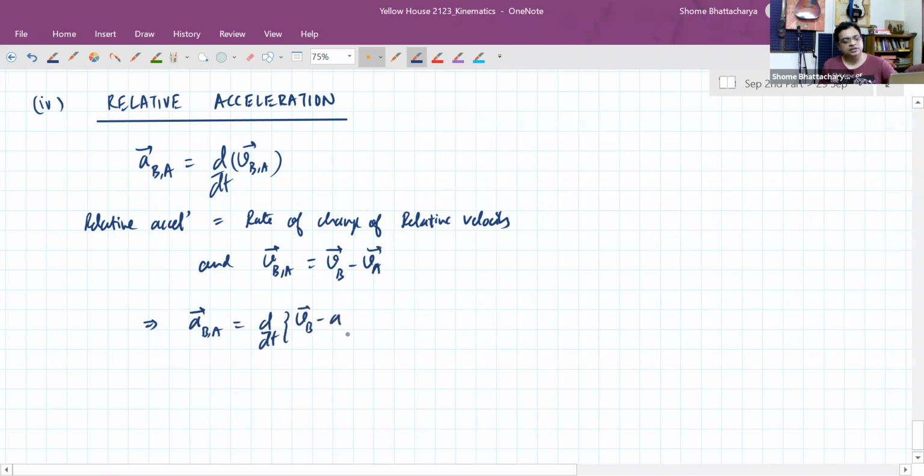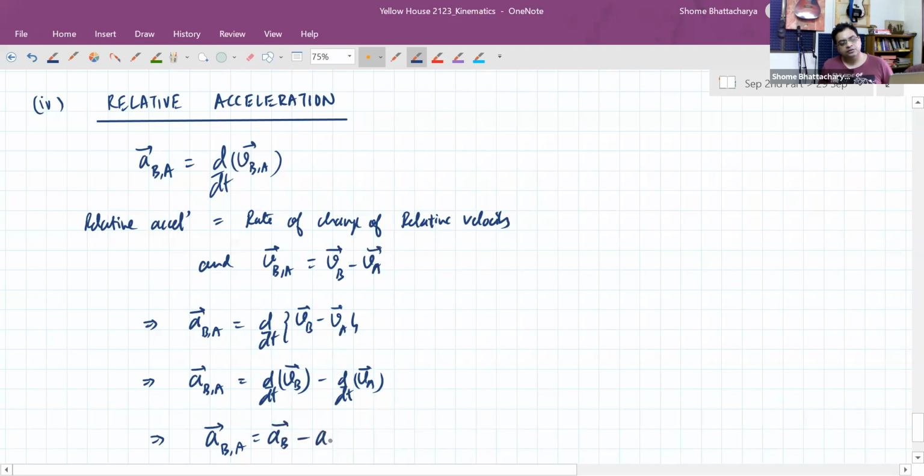So again, this follows that same sequence of steps, and it gives you a symmetric definition like we had for relative velocity. By definition, the rate of change of VB is nothing but the acceleration of B in the ground frame. The rate of change of VA is nothing but the acceleration of A in the ground frame. So as discussed, we have a symmetric definition for relative acceleration.